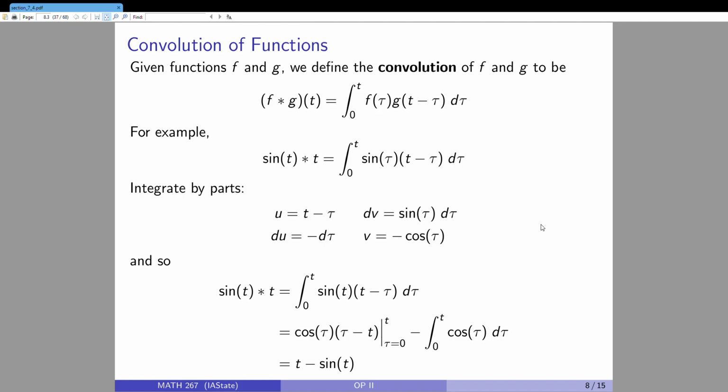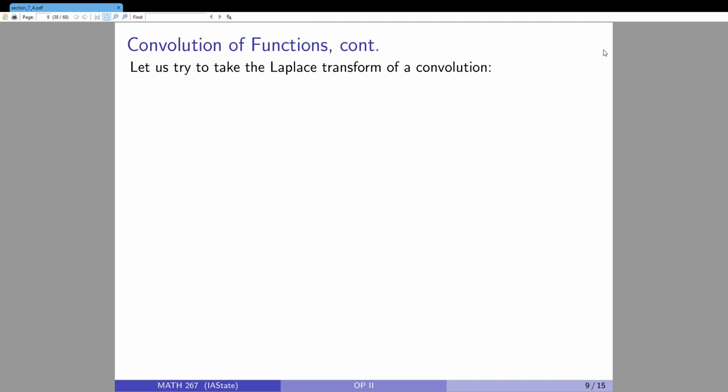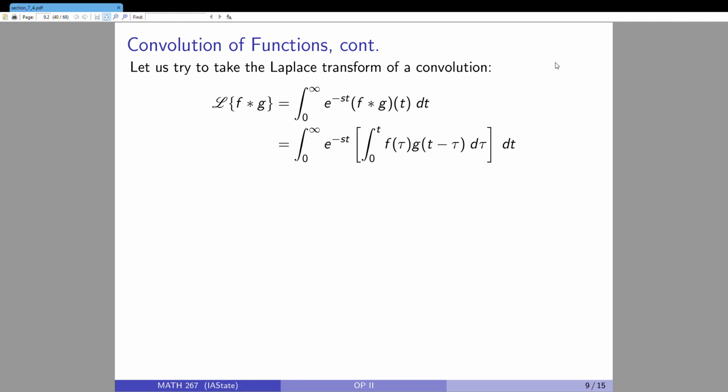Well, as I've already revealed, the convolution and the Laplace transform behave very nicely. So, let's get nuts. I'm going to take the Laplace transform of a convolution. Let us try to take it. Alright, so if you set it up, it looks like this. And, oh boy, it's now gotten salty. Right? Look at this.